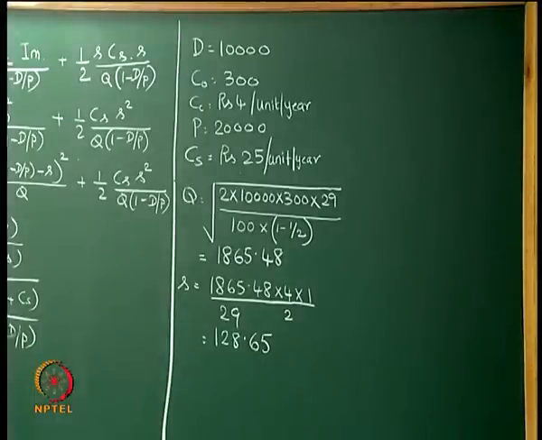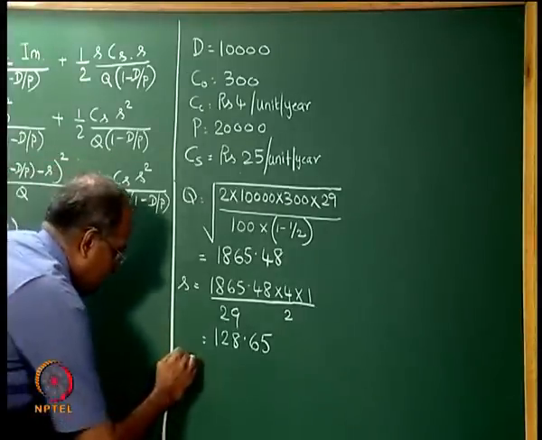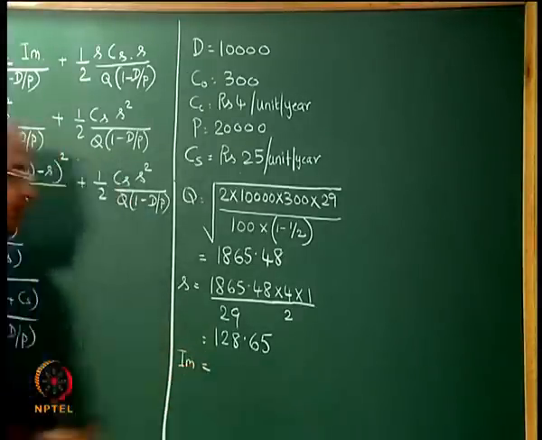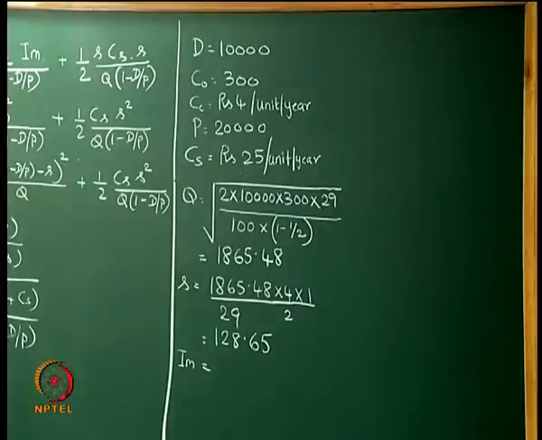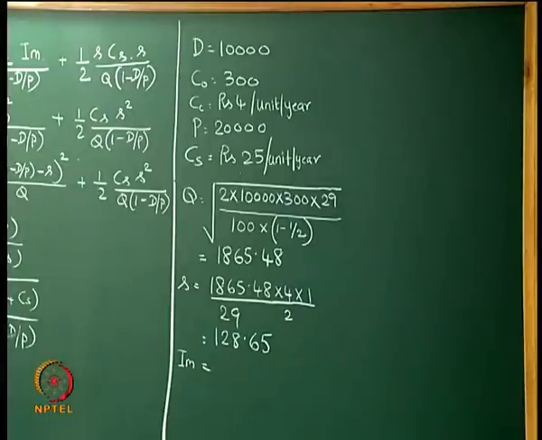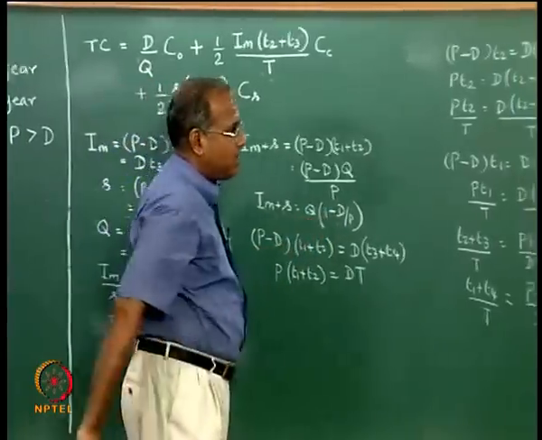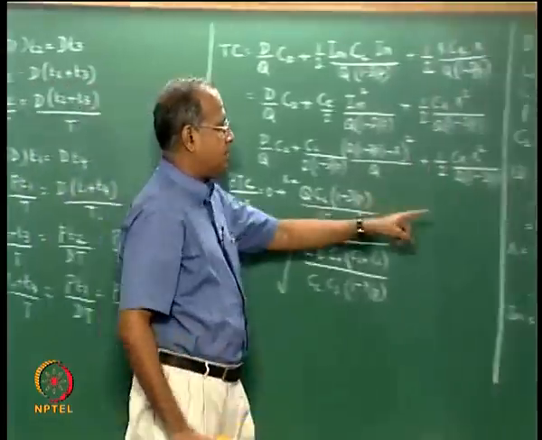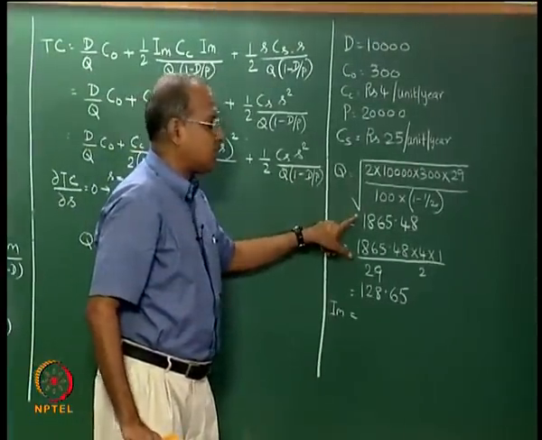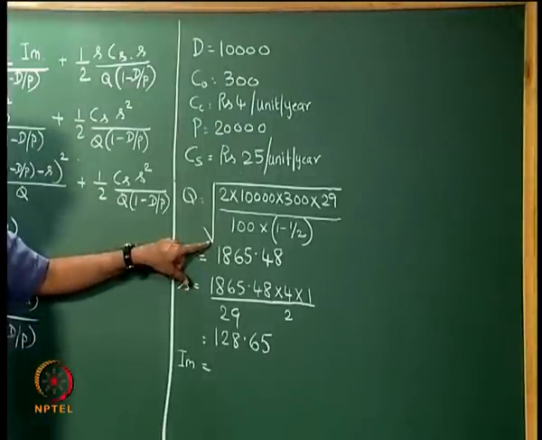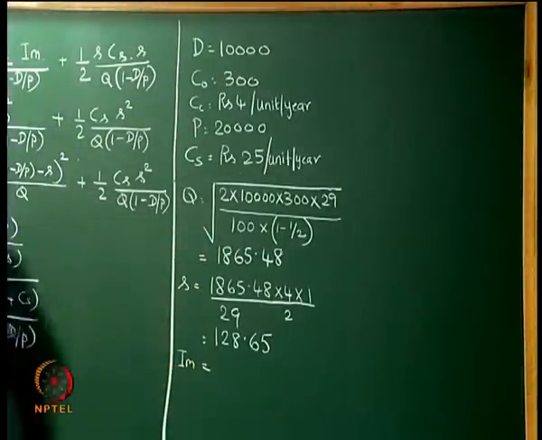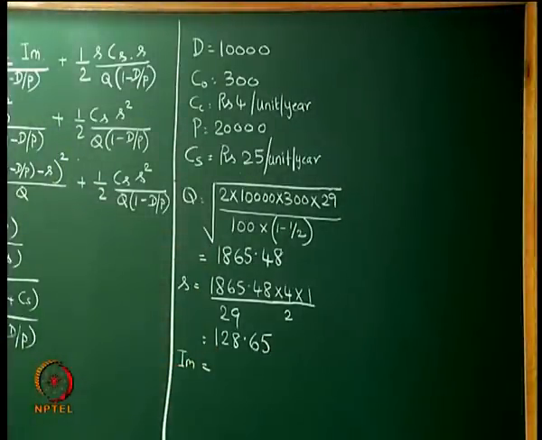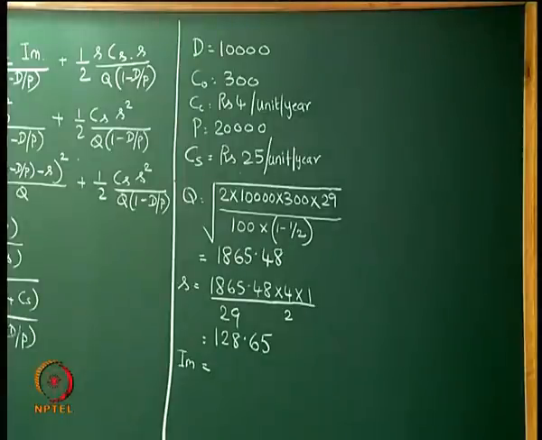Now, we can calculate IM, which is the maximum inventory. From this equation, IM plus S is equal to Q into 1 minus D by P. D by P is half. So, Q into 1 minus D by P is 932.7. 932.7 minus 128 would give us something like 804.09.